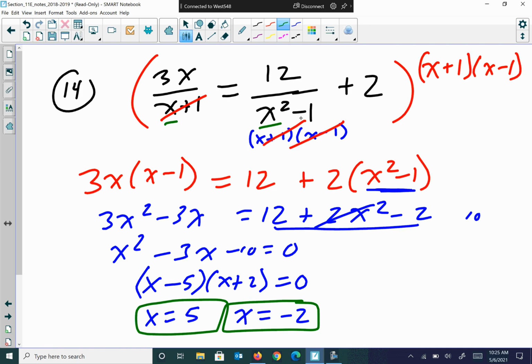Oh, I brought it over. Went 2x squared, so I subtracted. Oh, wait. Yeah, so basically what it is, I went minus 2x squared, minus 2x squared, and that gave me the x squared. Is that all right? What else do you see? What else can I help you with?